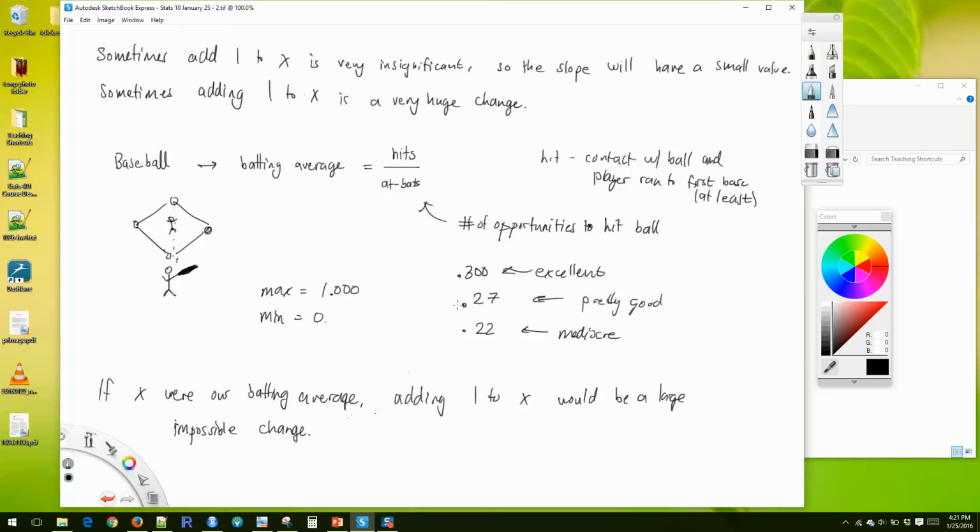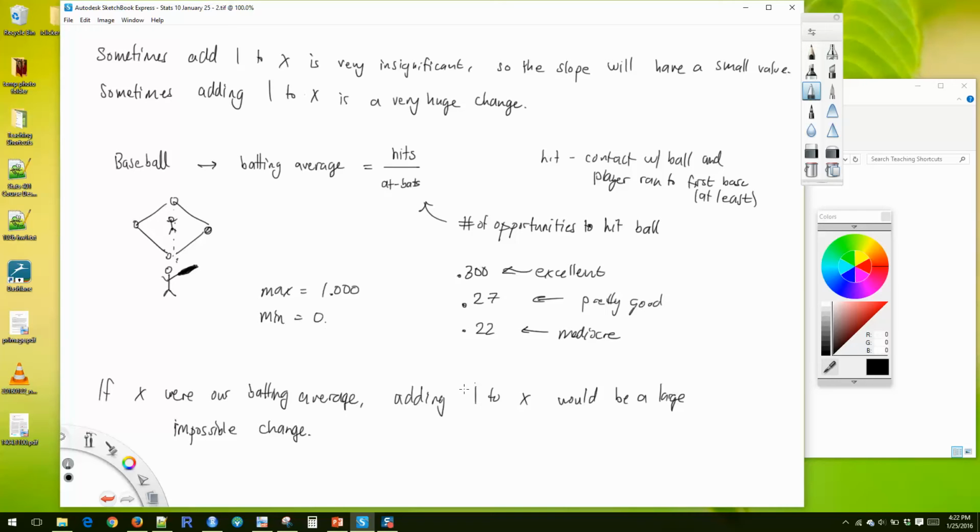It is not possible to add 1 to 0.22. The slope associated with this would be incredibly huge. If you wanted to predict the number of runs based on someone's batting average or a team's batting average, adding 1 to your x would change the number of runs by a very large quantity here. Does that kind of make sense?